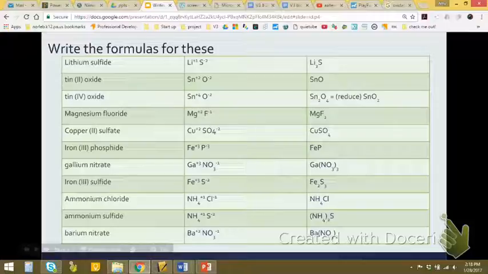Now let's move into writing formulas for molecular compounds. These are things that are covalently bonded.